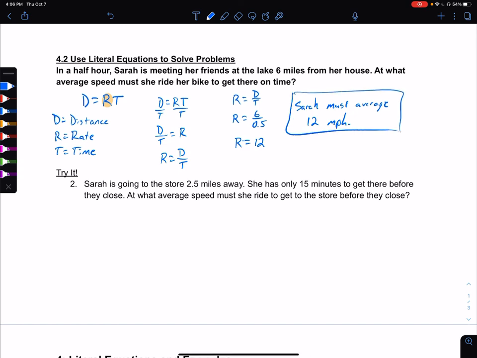Now, could you have done this without first isolating r? Yeah, of course. You could have plugged in d and t and solved from there. But it does become easier if you know you're looking for a specific variable, if that variable is already by itself. So again, take your equation, isolate the variable that you know you're looking for, and then you can just plug your numbers in and find the solution to whatever it is that you're being asked.